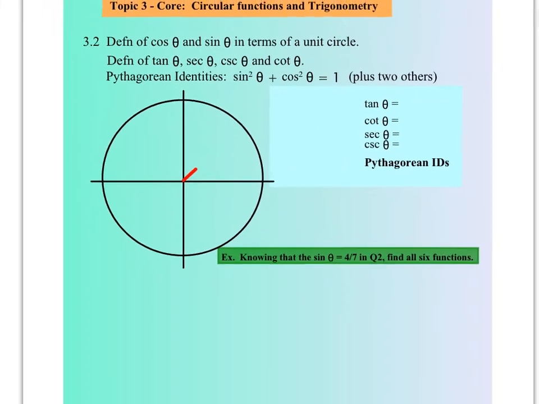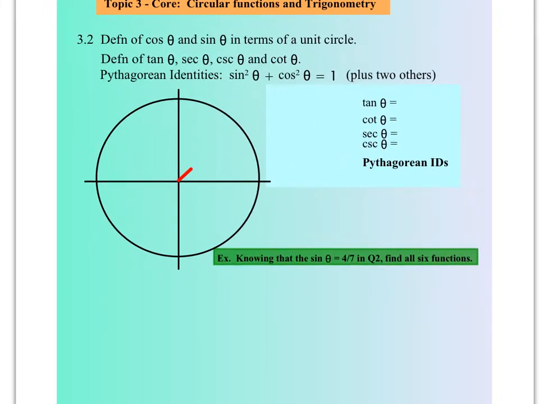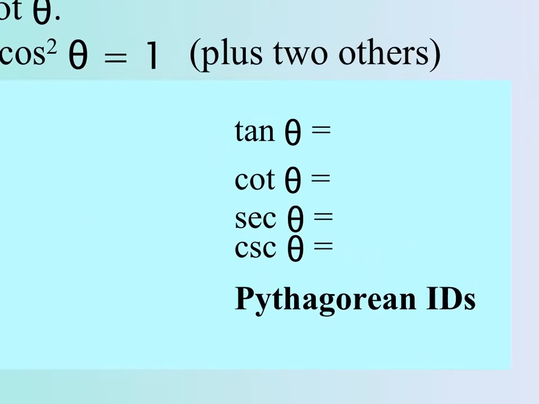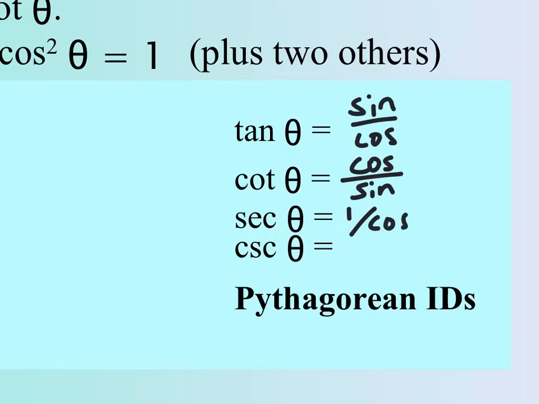All right, so I'm not going to go through all the details of the proof of these, but we're going to go ahead and just define these in terms of sine and cosine. So tangent is sine over cosine. Cotangent is the reciprocal of that. Secant is 1 over cosine. And cosecant is 1 over sine.